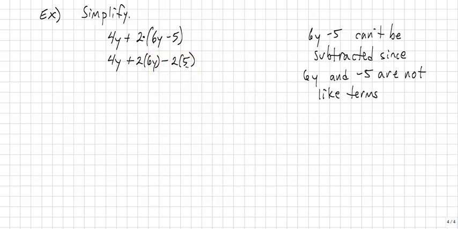So now we'll do all our multiplication. So it'd be 4y plus 12y minus 10. And now we do our addition and subtraction from left to right. So 4y and 12y, those are like terms because y has an exponent of 1. So if you have 4 and you add 12, that would be 16 of those. And then we have a minus 10, which are not like terms for the same reason 6y and negative 5 couldn't be subtracted. And so this is as simple as we're going to get.